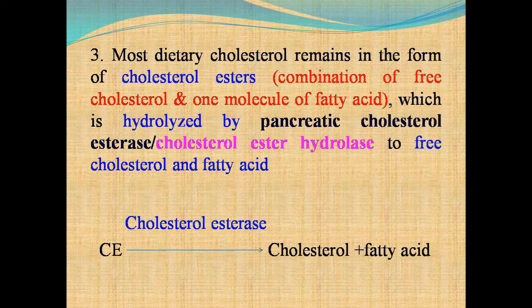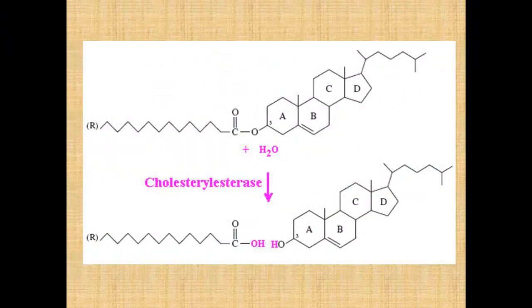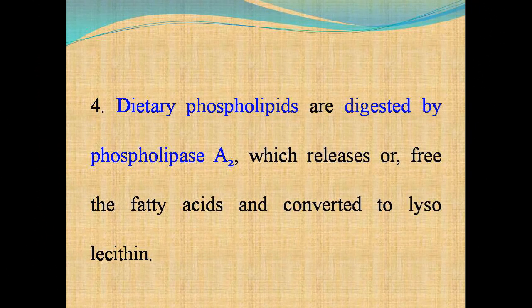Most dietary cholesterol remains in the form of cholesterol ester, which is hydrolyzed by pancreatic cholesterol esterase or by the cholesterol ester hydrolase enzyme to free cholesterol and fatty acid. Here is the structure of cholesterol ester, which is digested by the enzyme cholesterol esterase to form free cholesterol and free fatty acids. Finally, dietary phospholipids are digested by phospholipase A2 enzyme, which releases the fatty acids and is converted to lysolecithin.